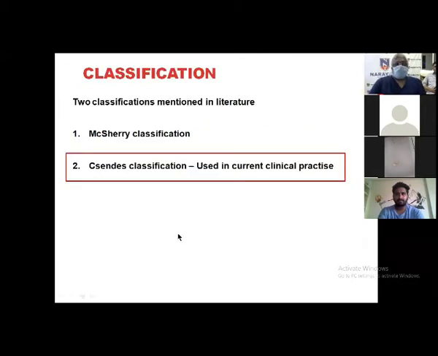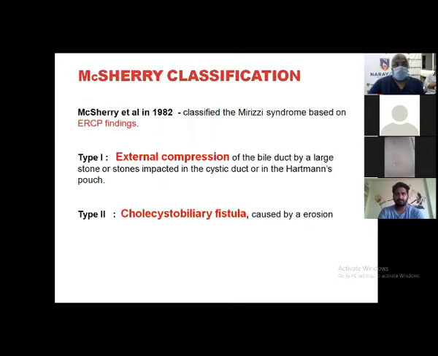Classification: one is McSherry, the other one is Csendes. Csendes is used in clinical practice because it is divided into 5 types, whereas McSherry has only 2, either a Mirizzi or a cholecystobiliary fistula. This is McSherry in 1982.